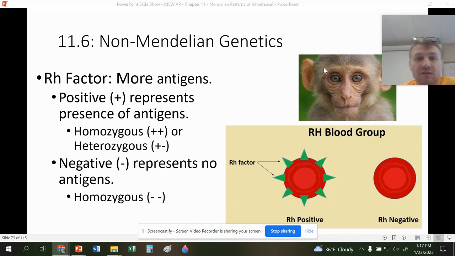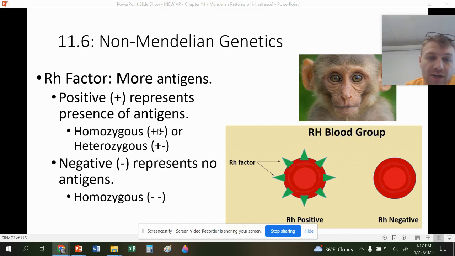Now, we can't transfer blood from monkeys to humans, but we see some similarity between the genetics. If you are positive, that means you have, again, this Rh factor or these more antigens. If you're negative, you don't have them. Now, if you have the homozygous dominant, so it's positive, positive, you have the Rh factor, you're positive. If you're heterozygous, you're also positive.